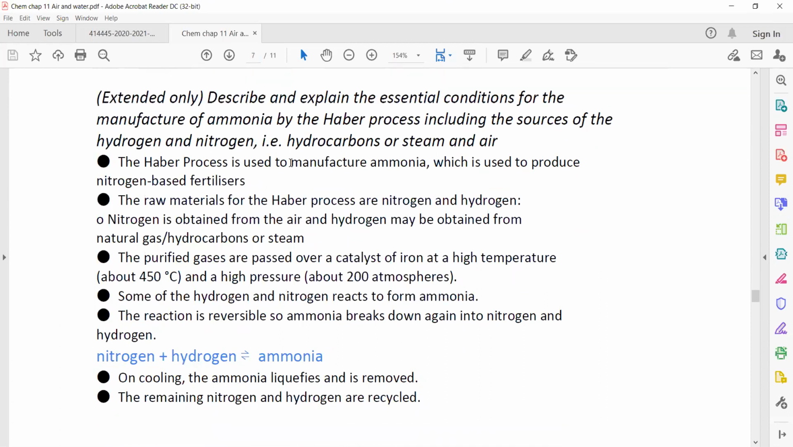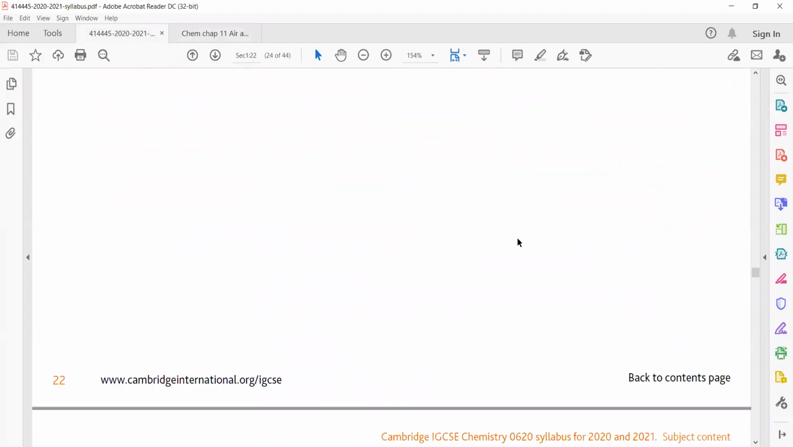Then manufacture of ammonia by the Haber process. When nitrogen reacts with hydrogen at around 450 degrees centigrade and 200 atmospheric pressure, it forms ammonia. Iron is used as a catalyst. The reaction is reversible.